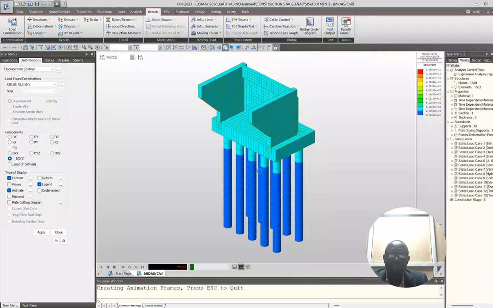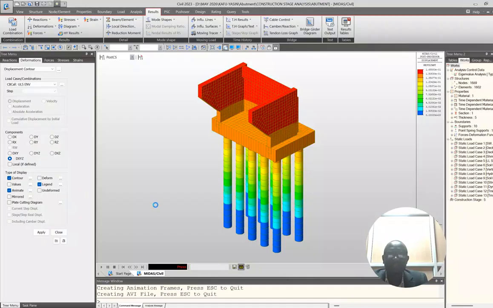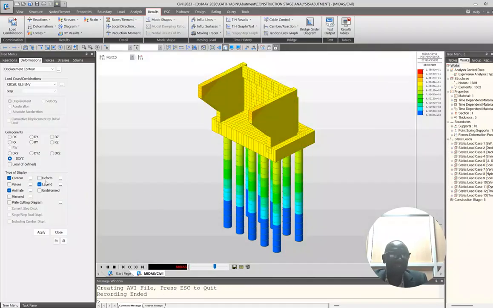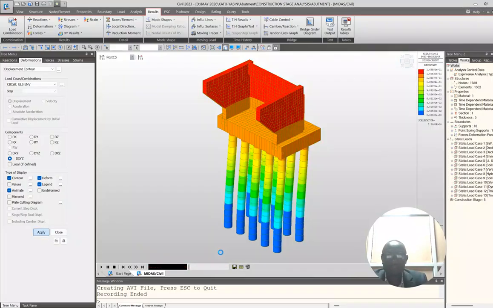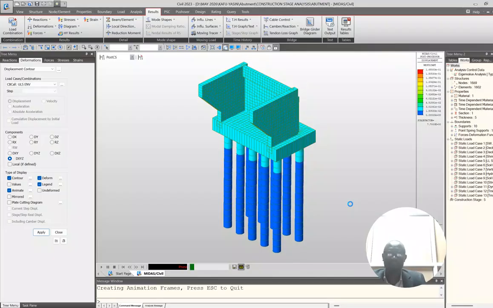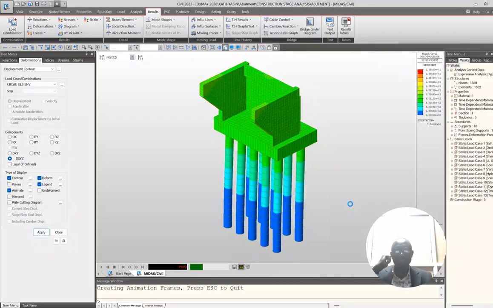So if this is the ultimate limit state, when you have applied all the loadings and you want to see the behavior of this structure. And then if you want to look at the deformation aspect, you should be able to view how this thing moves.